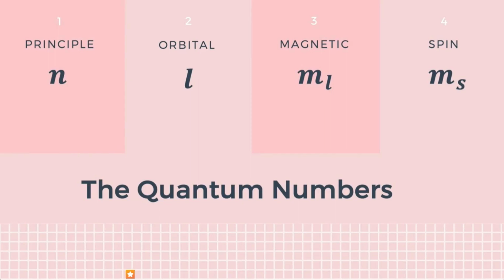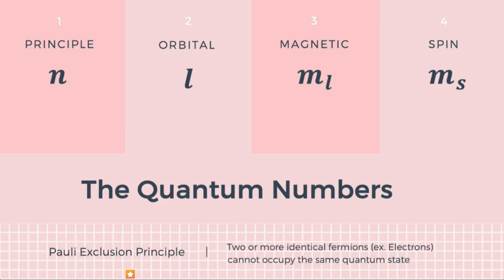The first one is the principal quantum number, the second is the orbital quantum number, the third is the magnetic quantum number, and the fourth is the spin quantum number. The fourth one is very important for us because of our application. The Pauli exclusion principle says that two or more identical electrons cannot occupy the same quantum state, meaning these four quantum numbers cannot be the same at the same time. So let's discuss further.